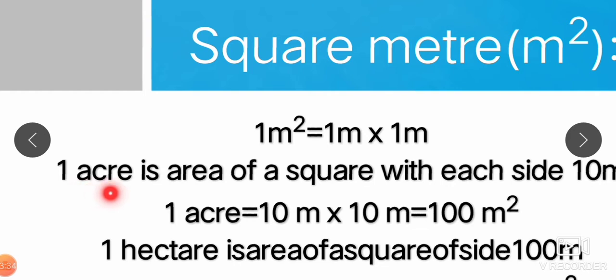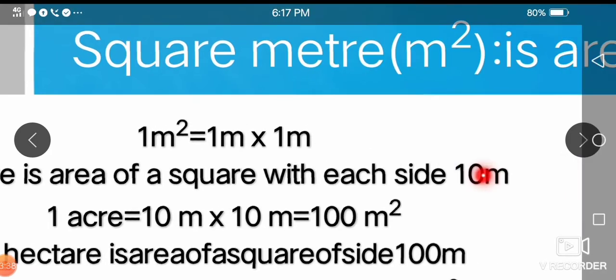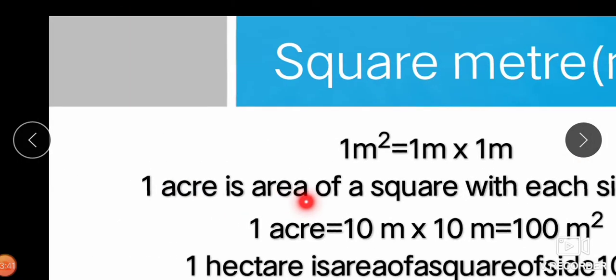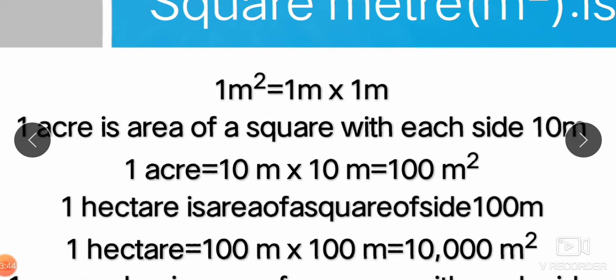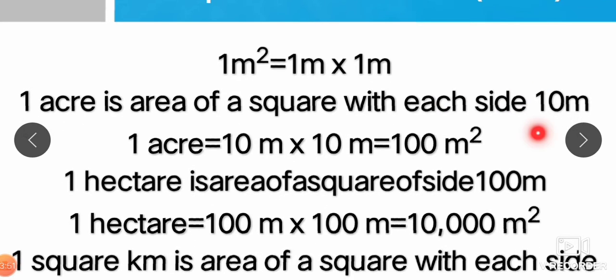You have heard about acre. Acre is the area of a square with each side 10 meter. The area of a square of each side 10 meter is called 1 acre. What is the formula of the area of a square? Side into side, which means 10 into 10, that is 100 meter square. So 1 acre is written as the area of a square of side 10 meter: 10 meter into 10 meter is equal to 100 meter square. This is the relation between 1 acre and meter square. 1 acre is equal to 100 meter square.